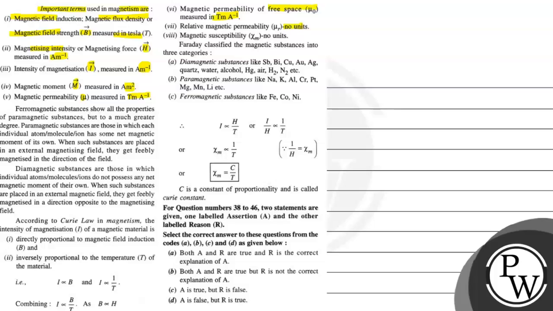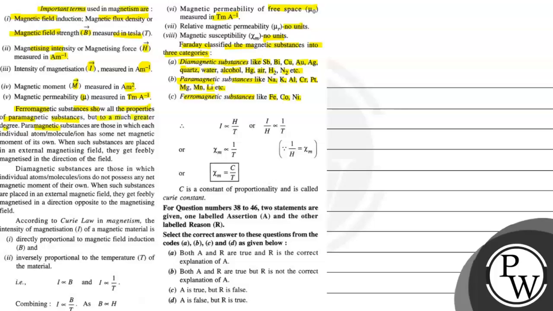Magnetic susceptibility chi m has no units, and Faraday and his colleague classified the magnetic substances into three categories. First, the diamagnetic substances like antimony, bismuth, copper, gold, silver, quartz, water, alcohol, mercury, air, hydrogen, nitrogen, etc. Paramagnetic substances like sodium, potassium, aluminum, chromium, platinum, magnesium, manganese, lithium, etc. And the ferromagnetic substances like iron, cobalt, and nickel.